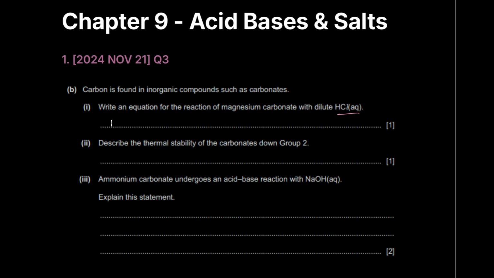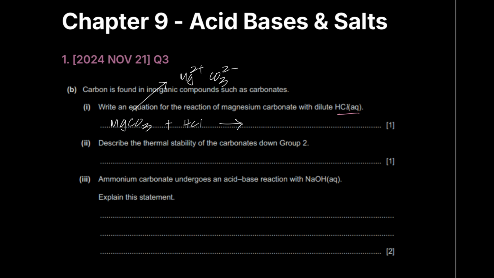We've already done this. Magnesium carbonate is MgCO3, and for those who have forgotten O level IGCSE, magnesium has a charge of 2 plus and carbonate is 2 minus, and therefore the charge is balanced out. For one magnesium ion, one carbonate ion is needed, so MgCO3 is the formula for it, right? Reacts with HCl, gives me what?